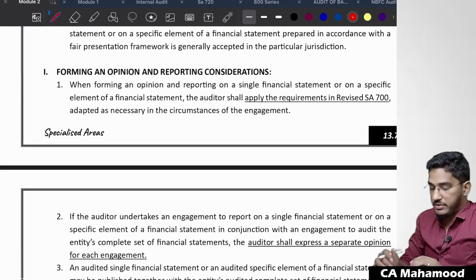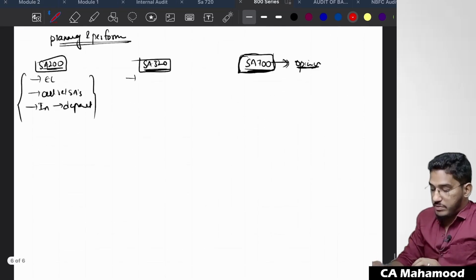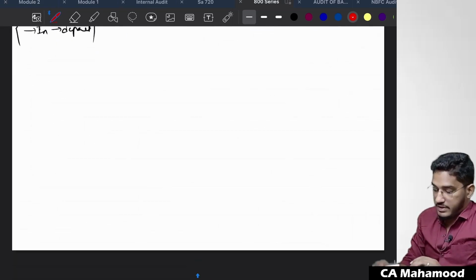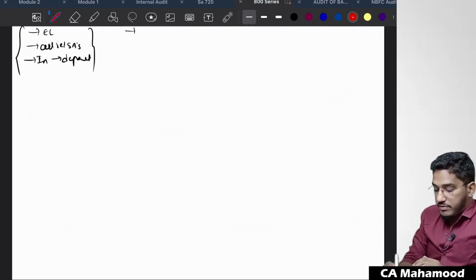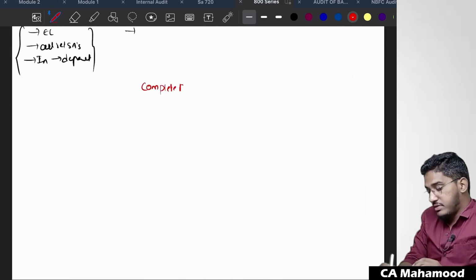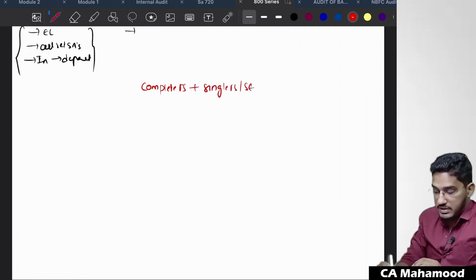So I will tell you the summary first. What extra points do they talk about regarding opinion? They say that in case you are the same person who is conducting the audit of complete financial statements, and you are also the same person who is conducting the audit of single financial statements or a specific element of the financial statements.